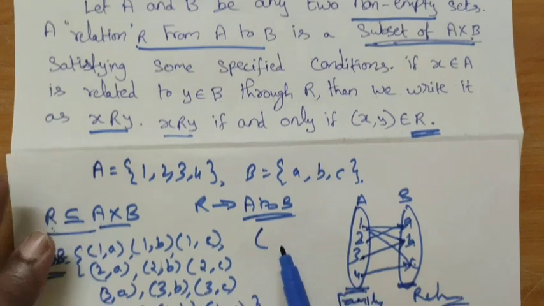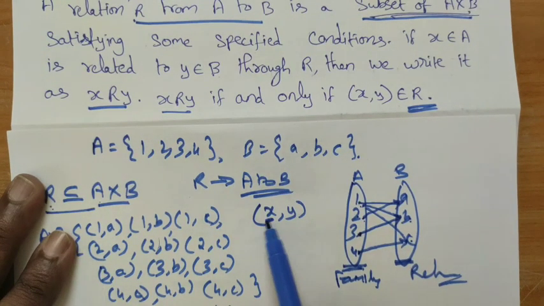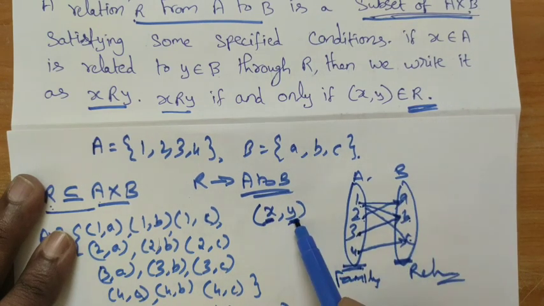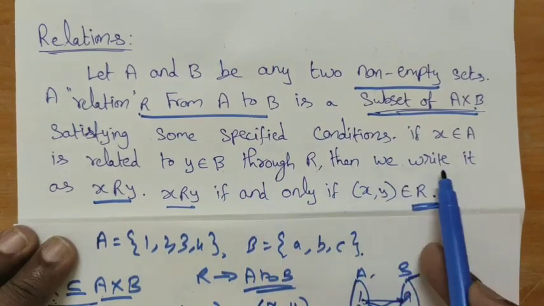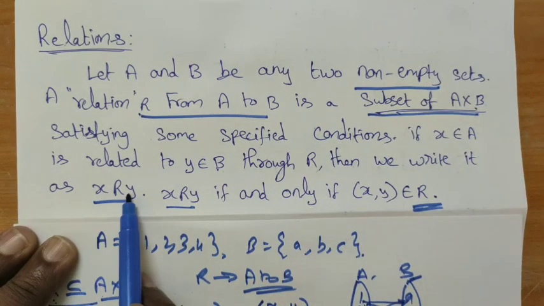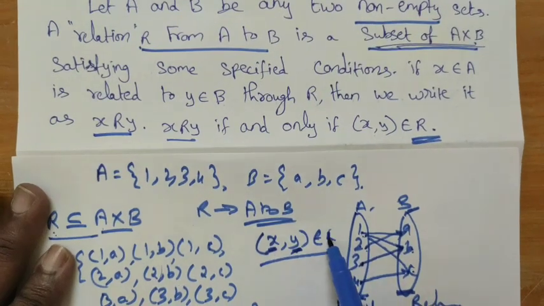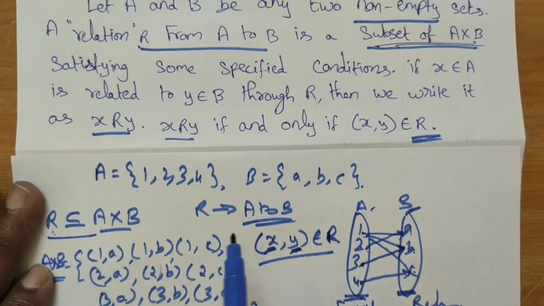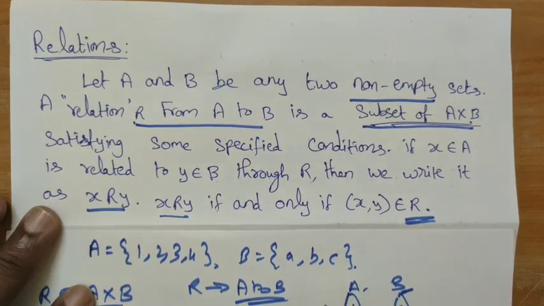In a graph we write the coordinate of X and the coordinate of Y. The first set elements always belong to the first set and the second set elements always belong to the second set. That is explained here through R. Then we write it as X is related to Y if and only if X comma Y belongs to R. So this ordered pair belongs to the relation R. That is the explanation for relation. Thank you, students.